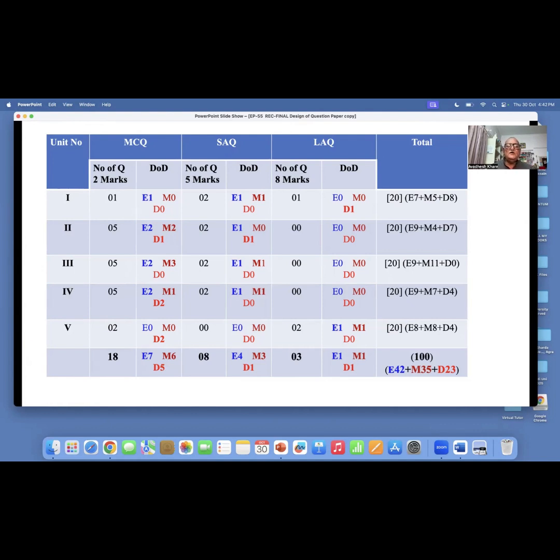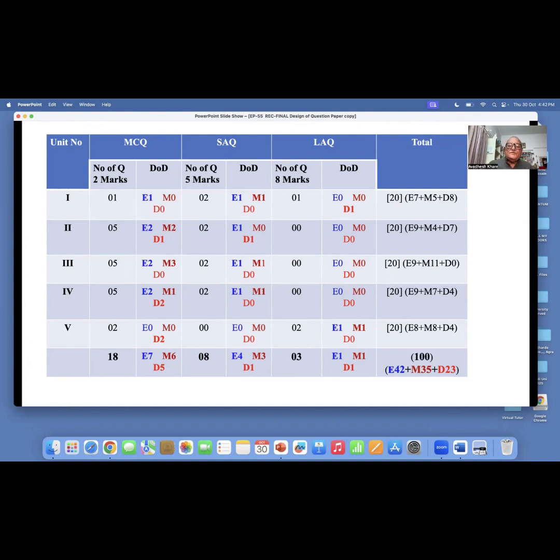Third unit, 5 questions, 2 easy and 3 moderate. Fourth unit, 5 questions, 2 easy, 1 moderate, 2 difficult. And 2 questions in fifth unit, both difficult.